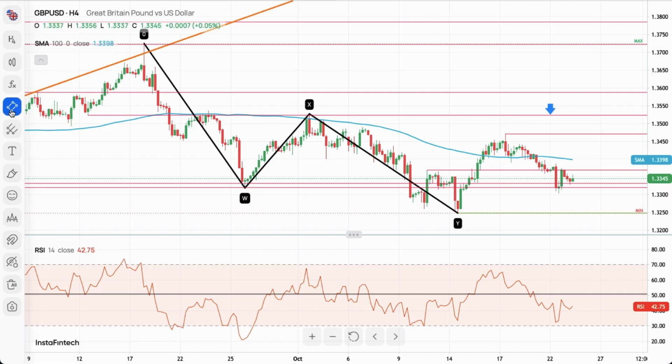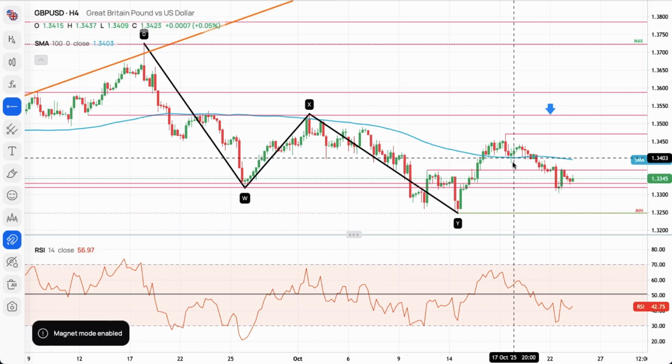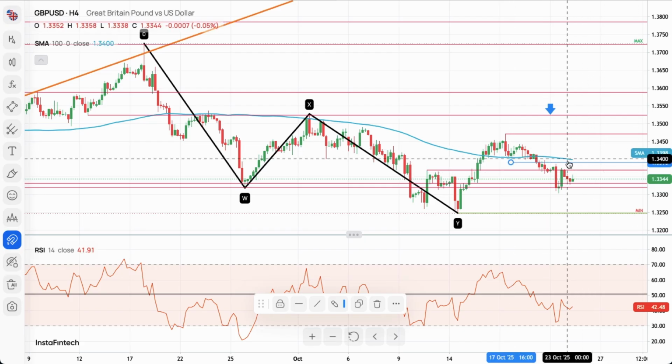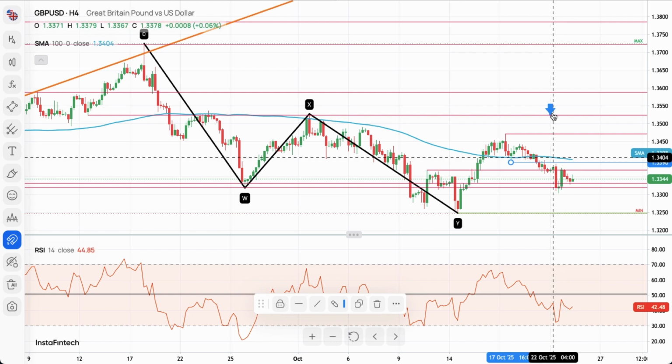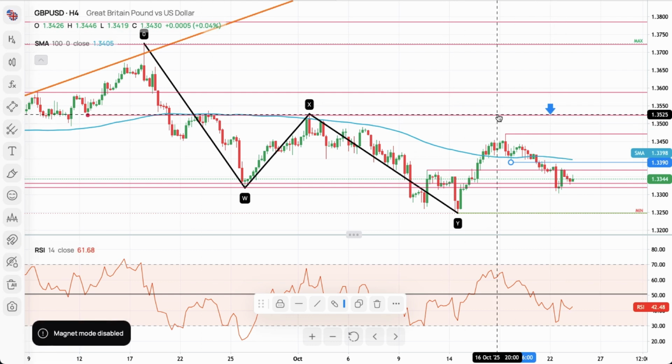So it looks like this market might be moving lower as well. Only a sustained breakout above this level here, 1.3390, might be considered bullish. So a breakout above the 100 periods moving average, 1.3398, is needed for a rally towards the blue arrow level located at 1.3524.